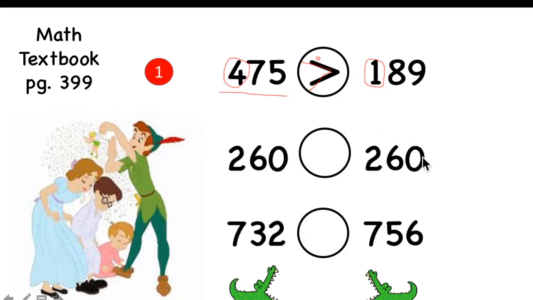260 and 260. These numbers have the same digits. That means that this number is equal.